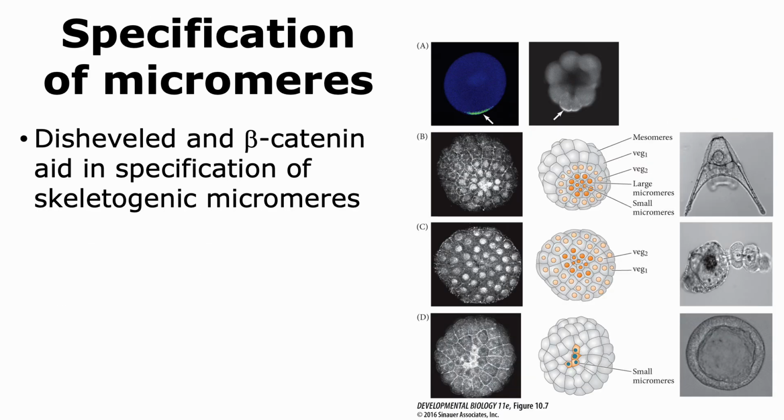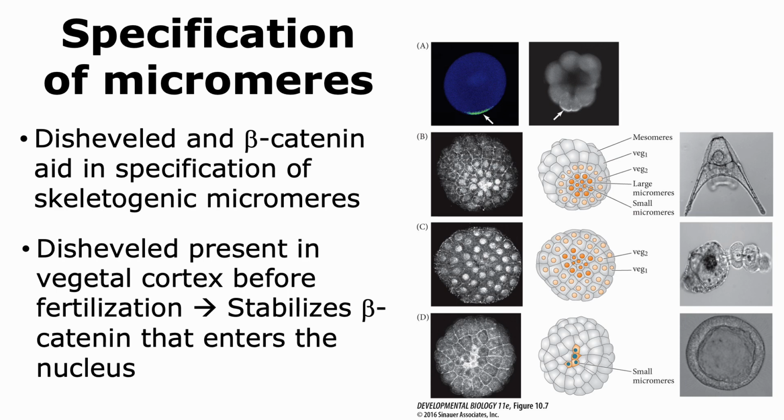Now let us see what makes the large micromeres know that they are going to become the skeletogenic mesenchyme cells. So two proteins, one disheveled and the other beta-catenin, aid in the specification of the skeletogenic micromeres. So please do remember these two proteins, disheveled and beta-catenin, play a role in aiding the specification of skeletogenic micromeres.